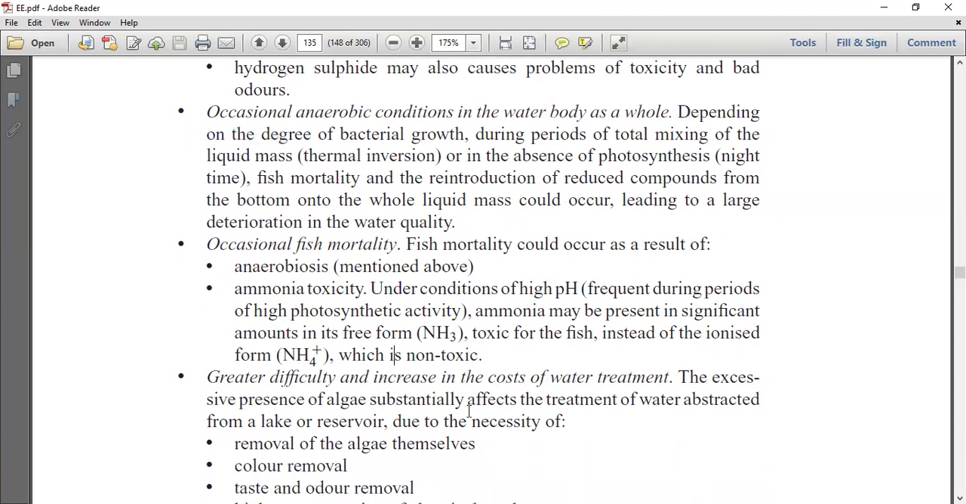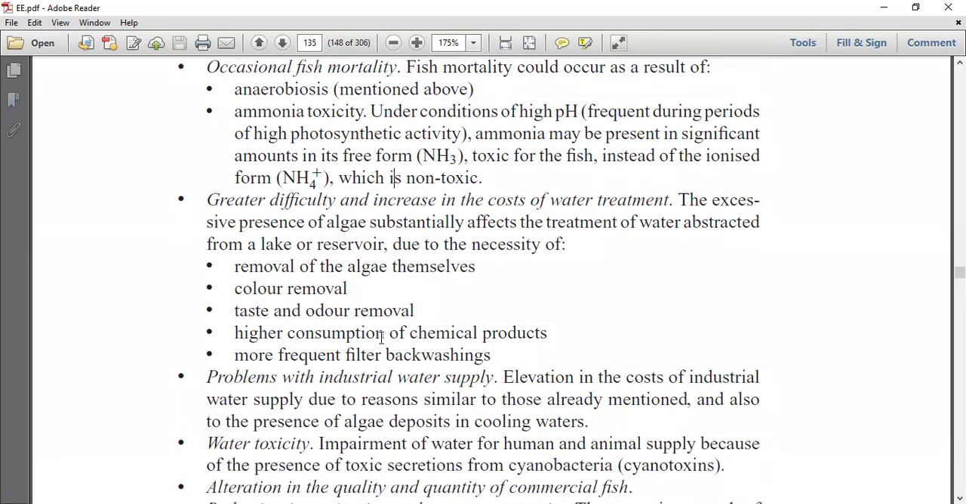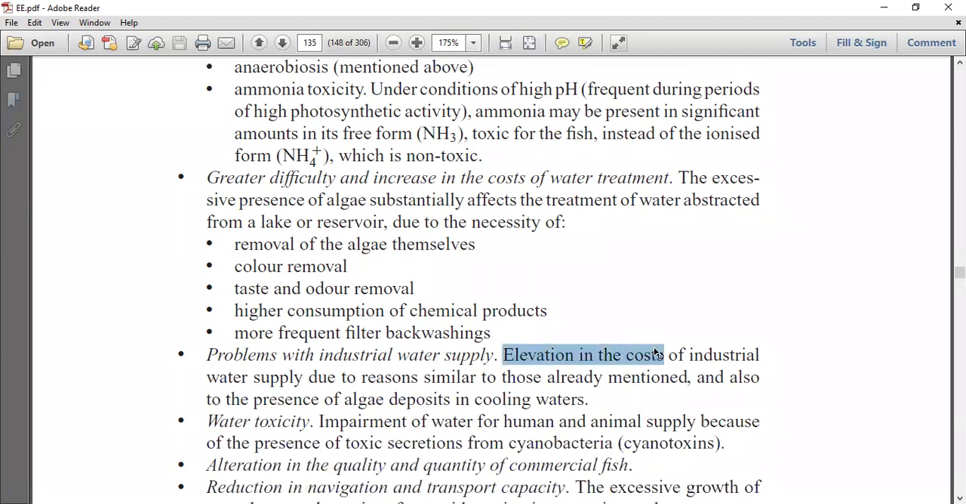Greater difficulty and increase in the cost of water treatment. The excessive presence of algae substantially affects the treatment of water extracted from the lake or reservoir due to the necessity of, first, the removal of algae, second, color removal, taste and odor removal, higher consumption of chemical products, and more frequent filter backwashing. Problems with the industrial water supply: elevation in the cost of industrial water supply due to reasons similar to those already mentioned, and also to the presence of algae deposition in the cooling water.